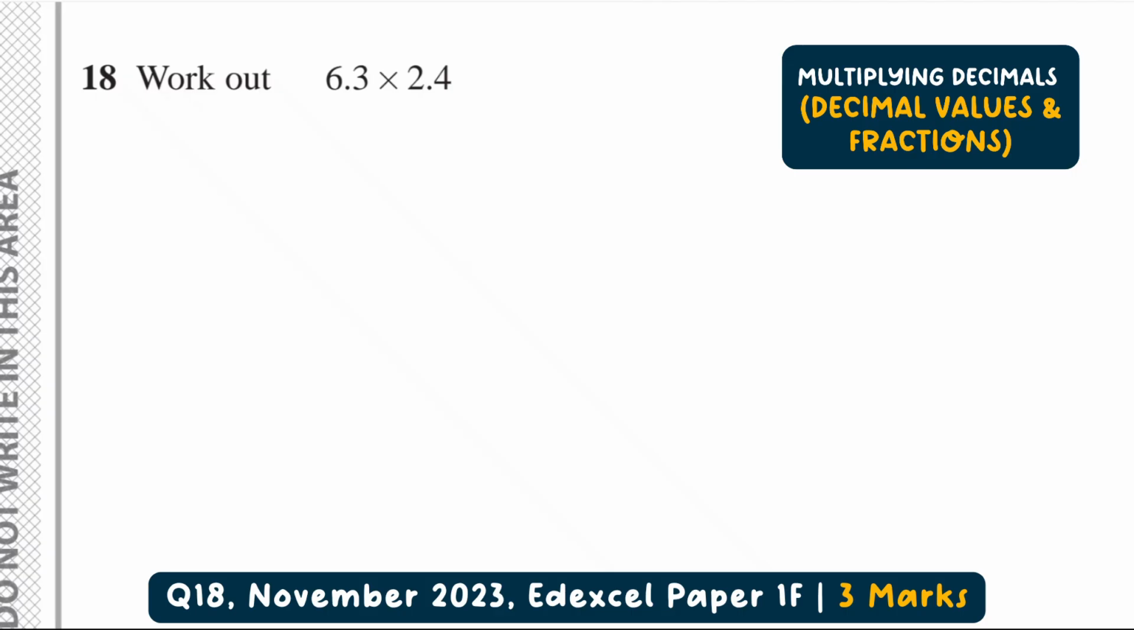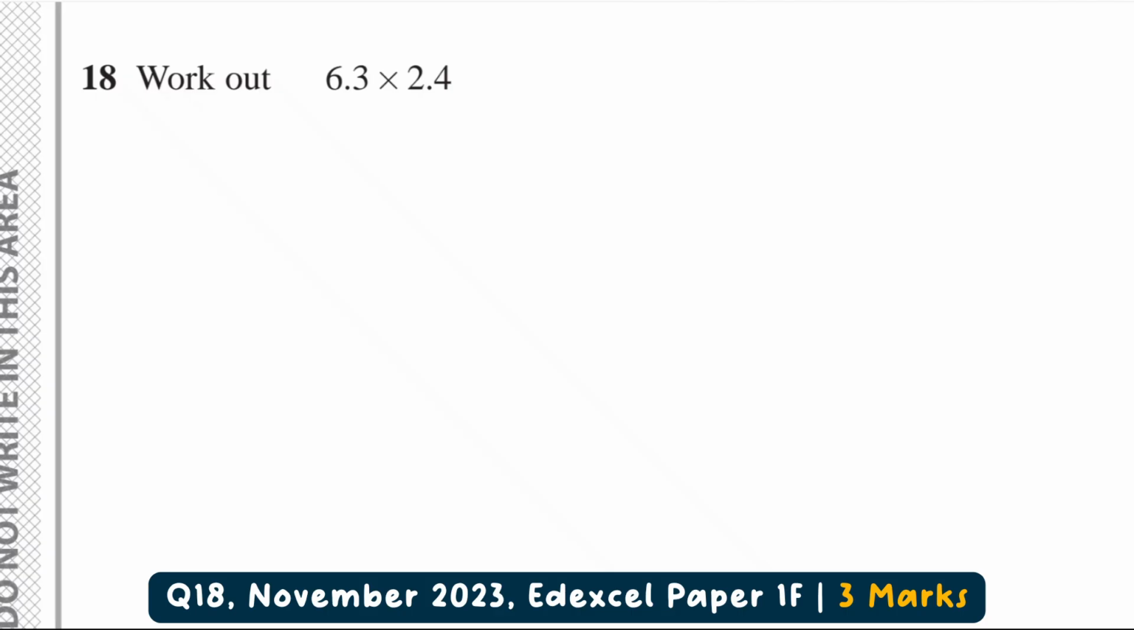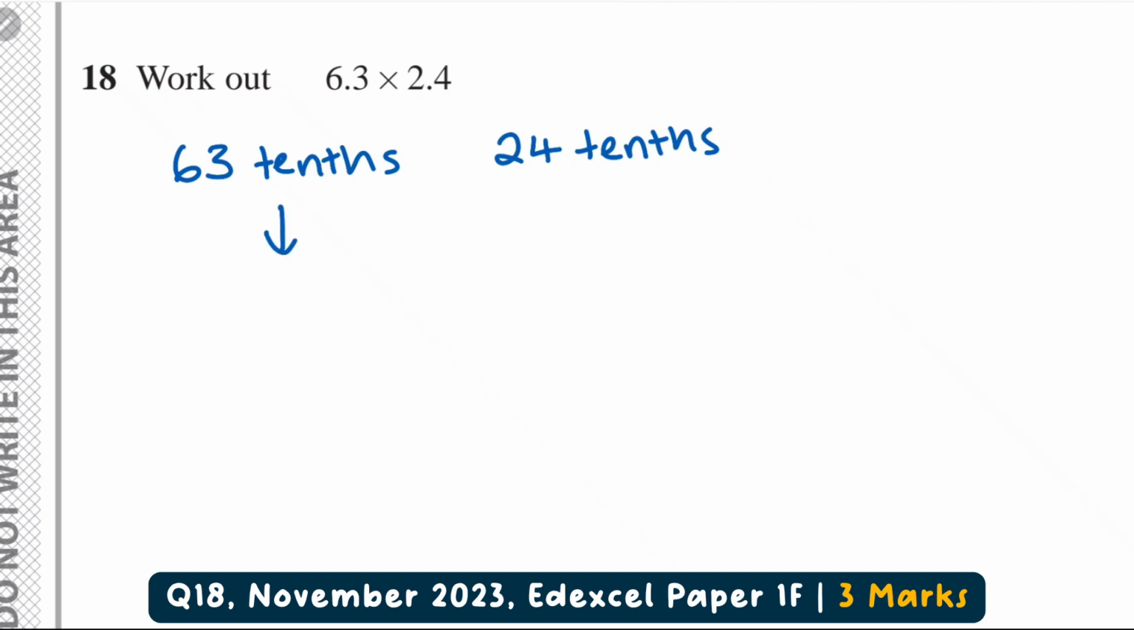Now, 6.3 is the same as 63 tenths. And 2.4 is the same as 24 tenths. So that means we can rewrite these as 63 tenths, so that means 63 over 10, and 24 tenths is 24 over 10. Right, so this question here, 6.3 times 2.4, can be rewritten as 63 over 10 times 24 over 10.